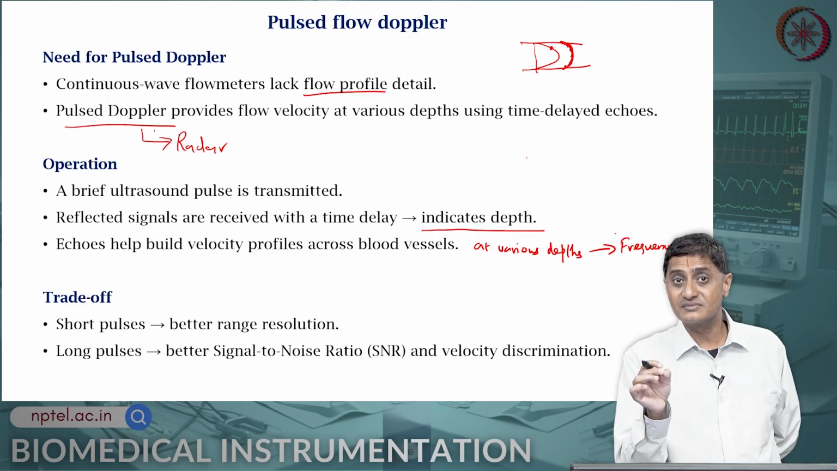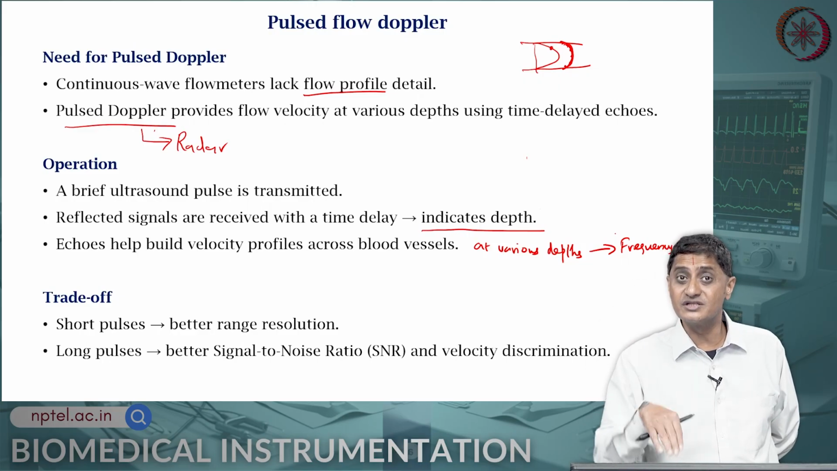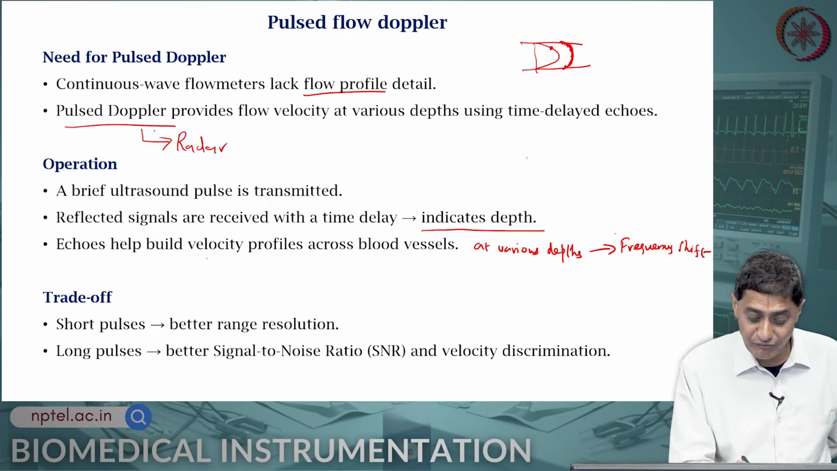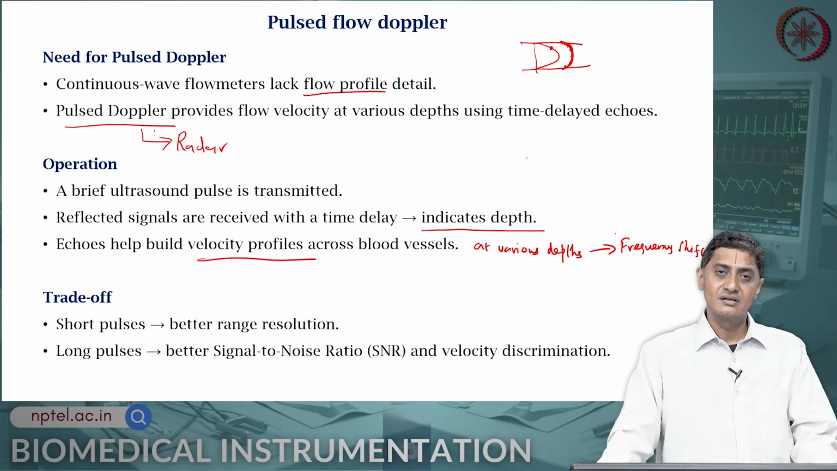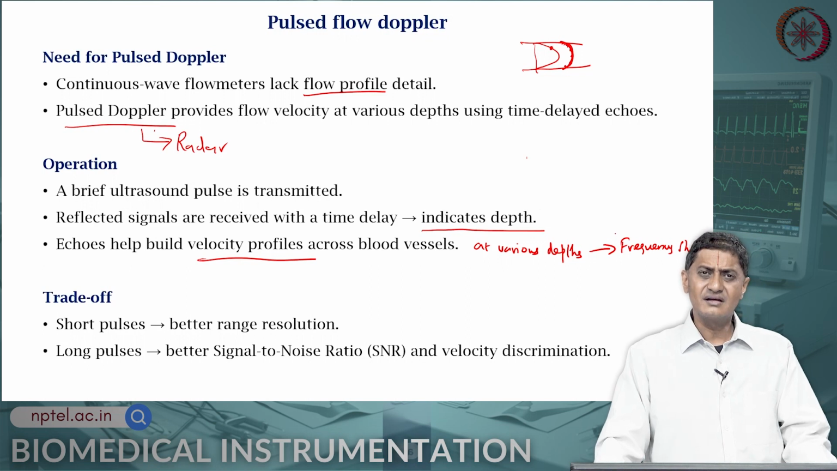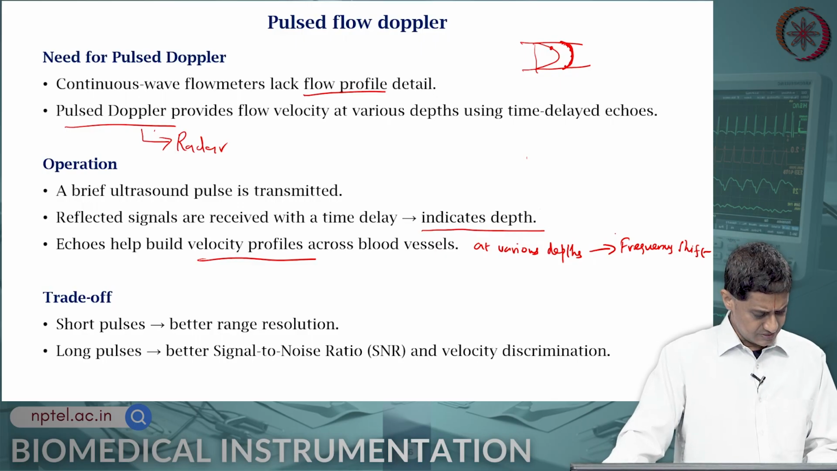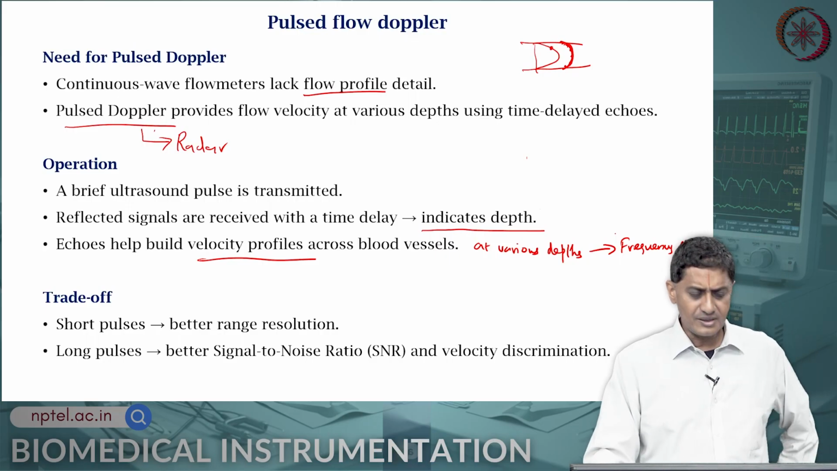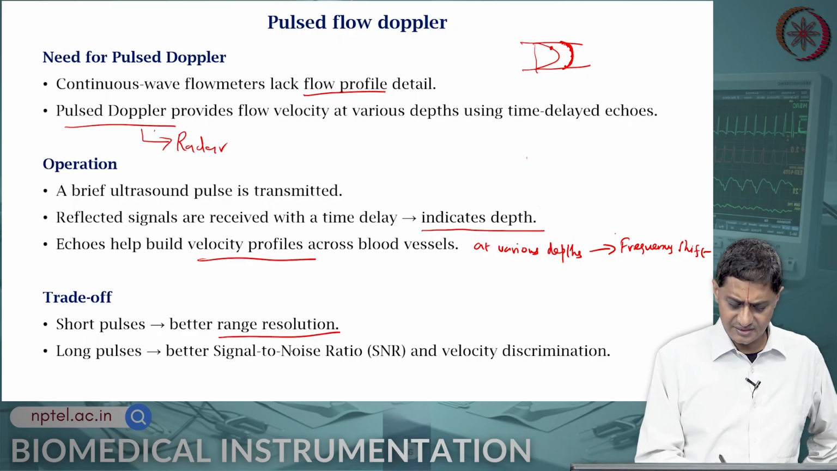Using the frequency shift, you reconstruct the velocity. At a different depth, you reconstruct the velocity. How do you know the depth? By the delay. So, for various delays, you reconstruct the velocities using the frequency shift, essentially creating a velocity profile, a flow profile across the blood vessel. There are some constraints or trade-offs that are involved in this. What are the trade-offs? Well, there are essentially two trade-offs. One is range resolution, the other is signal to noise ratio.